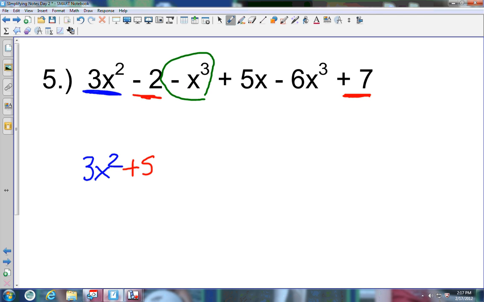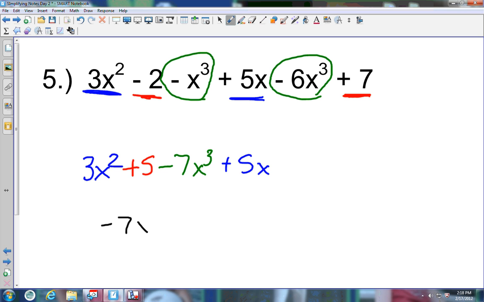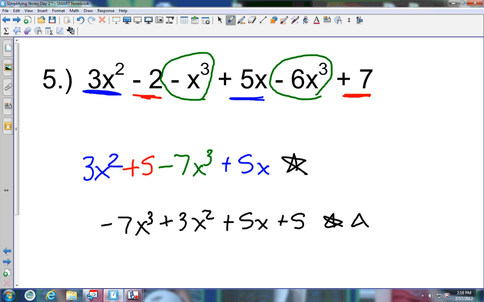Next, minus 1x cubed minus 6x cubed minus 7x cubed. Then my next one is 5x plus 5x. So there's my answer, my simplified term. Now, if we really wanted to write it the way they do it in mathematics, they write it with the exponents from highest to lowest. So it would be negative x to the third power plus 3x squared plus 5x plus 5. This answer up here is right, but this way down here is better.